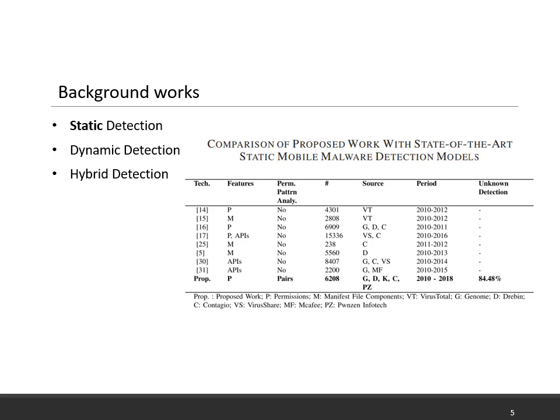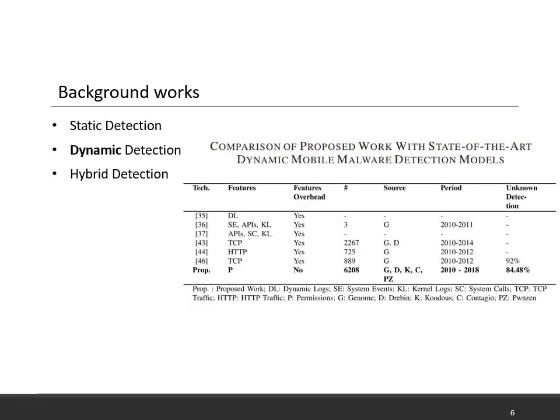The next type of malware detection models is dynamic detection. In the dynamic detection solution, we intend to analyze the runtime behavior of the application. In the related works in this field, we have two types of dynamic detection: operating system level detection or network level detection. In this table, you can see the features that these models use.